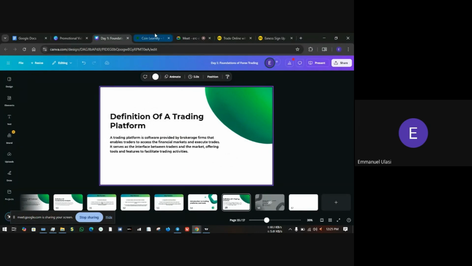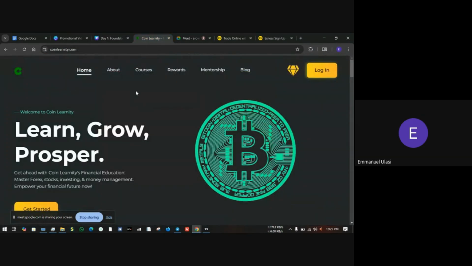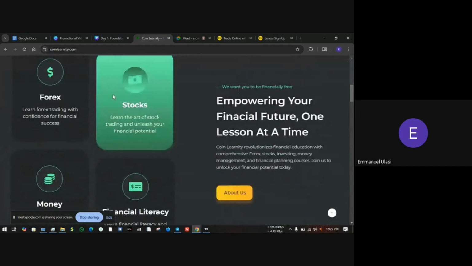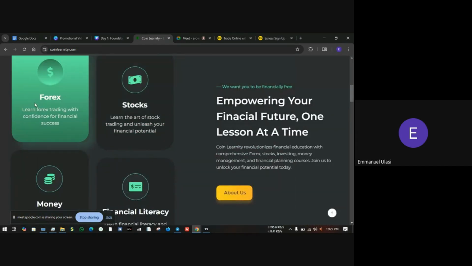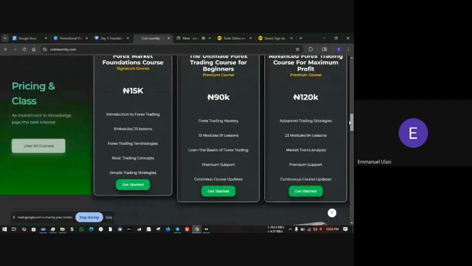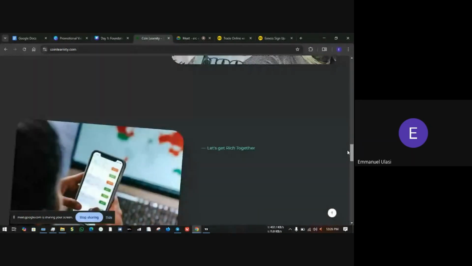If you go over to coinlenity.com, this is our homepage. This is where you're going to find information about us here at CoinLenity. If you scroll through the homepage, you can see different functions. You can see we have Forex. Like I said, we offer knowledge on Forex, stocks, money management, and financial planning. You can find some of our courses on the homepage and so on.